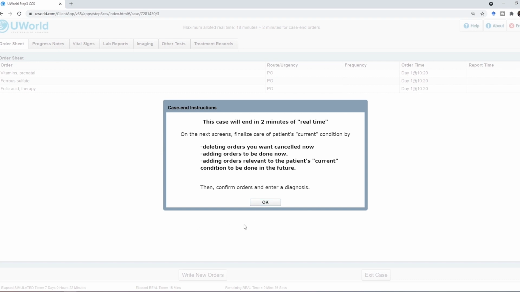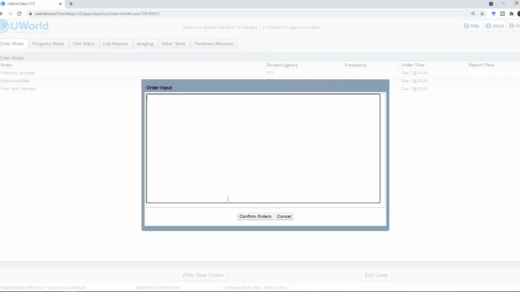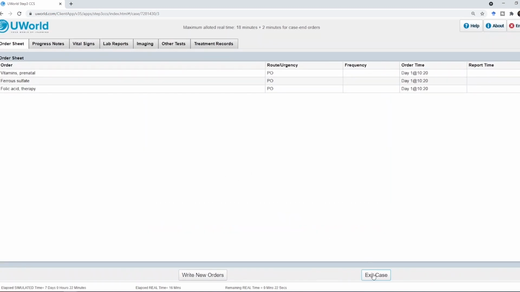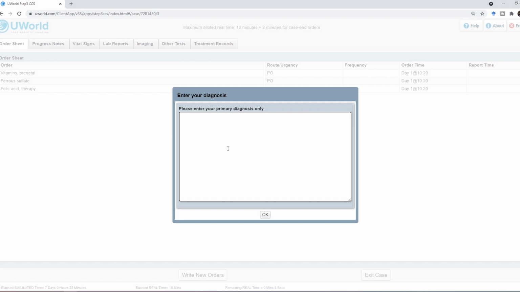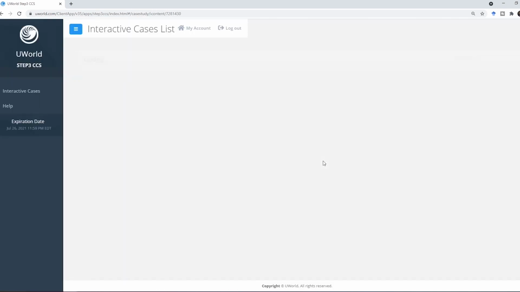So you can use these 2 minutes to put orders that you forgot or something that is needed but you didn't have the time to do during the 18 minutes. But for our case, we put all the orders in and there is nothing for us to add at this point. So you can just click on cancel and exit case. The UWorld platform asks you to put the primary diagnosis for this case, but you will not be presented with this screen in the real exam. So for this one, it's going to be pregnancy.